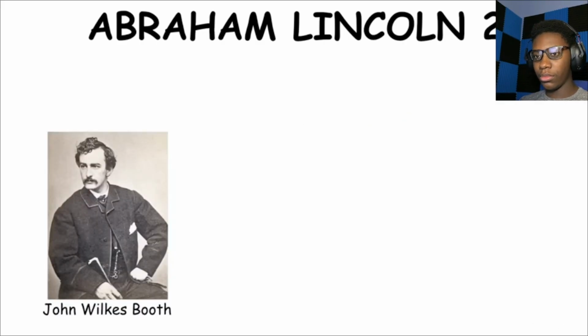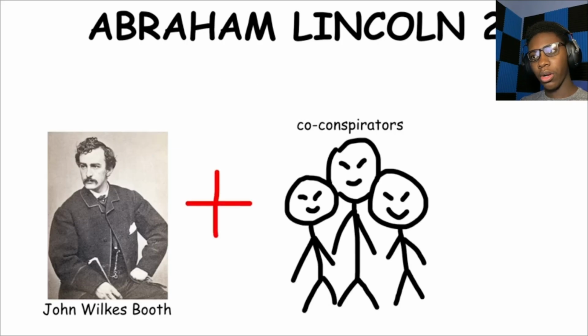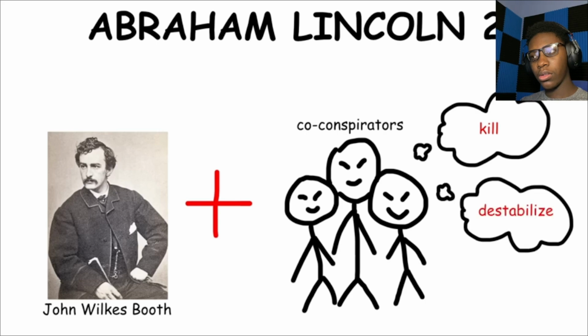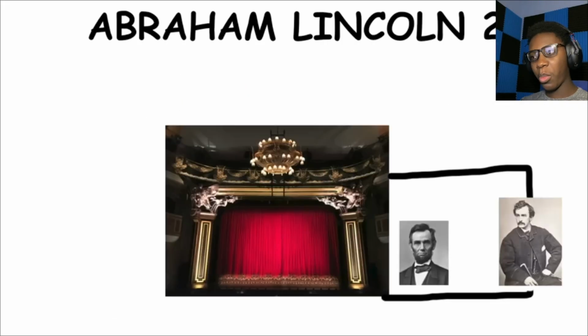John Wilkes Booth, a famous actor and Confederate sympathizer, had been plotting against Lincoln for some time. Initially, Booth had planned to kidnap Lincoln, but after the war's conclusion, he decided to assassinate him instead. Booth and his co-conspirators planned to kill several top government officials to destabilize the Union government. Booth himself took on the task of killing Lincoln. During the play, Booth slipped into Lincoln's private box and shot him in the back of the head with a small pistol.